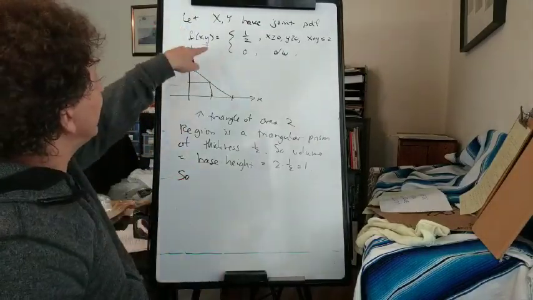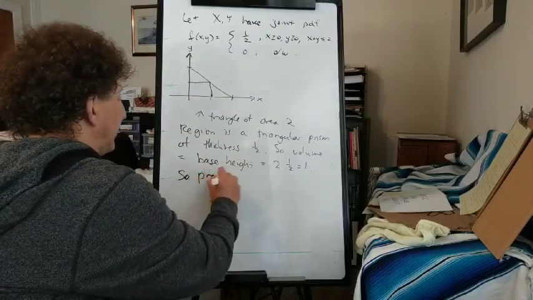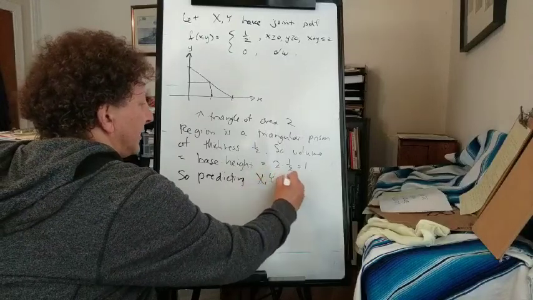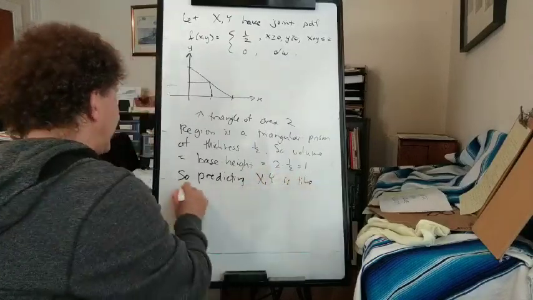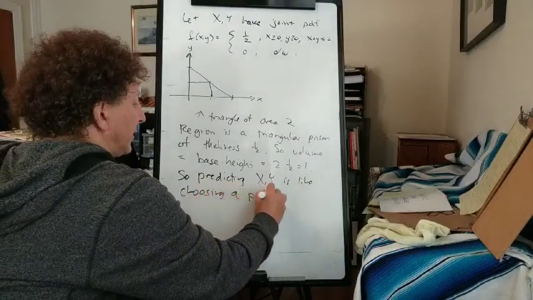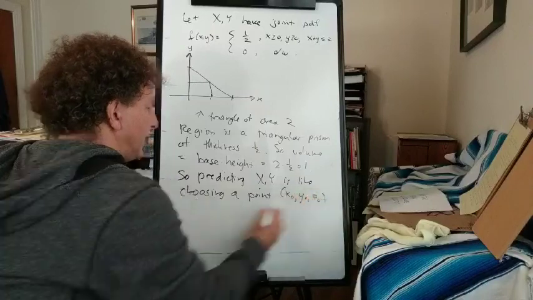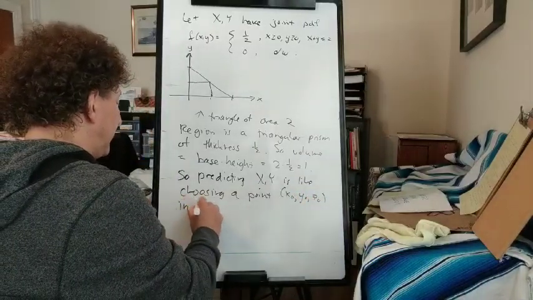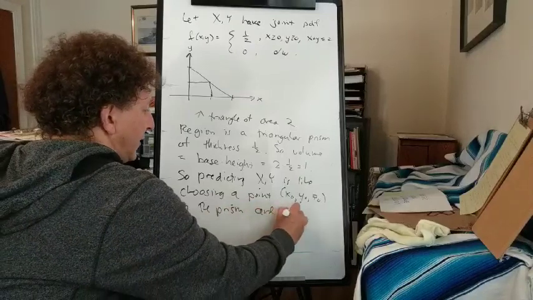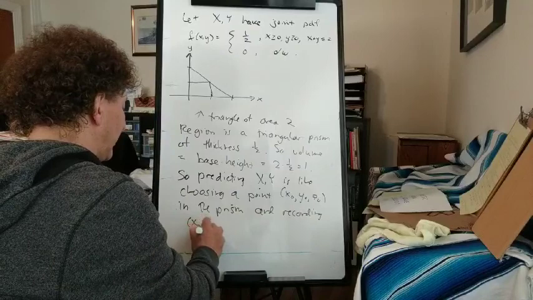So since x and y have this joint probability density function, we're saying that predicting x and y is like choosing a point x naught, y naught, z naught in the prism and recording just the x coordinate and y coordinate.